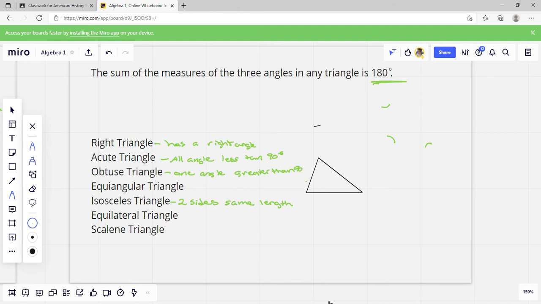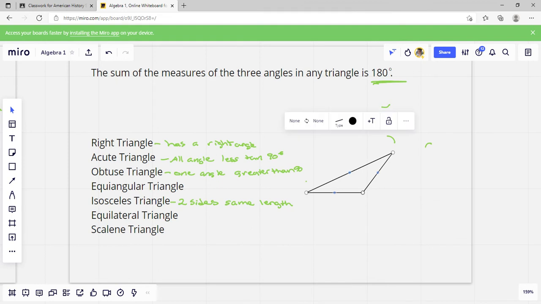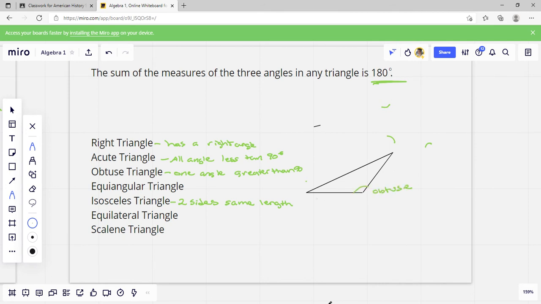An obtuse triangle has one angle that's greater than 90. Okay, so let me see if I can make that into an obtuse triangle. Alright, so if we make this angle over here really big, then it is more than 90. Right there. So there's our obtuse angle, which makes this into an obtuse triangle.